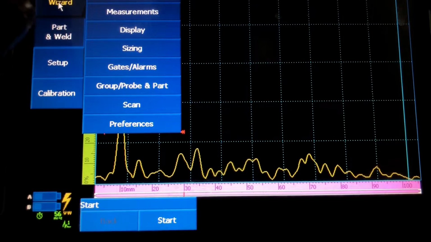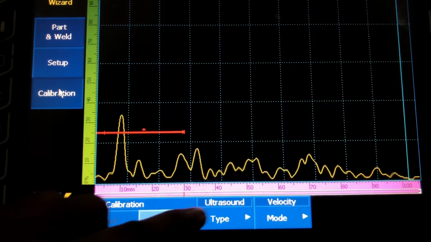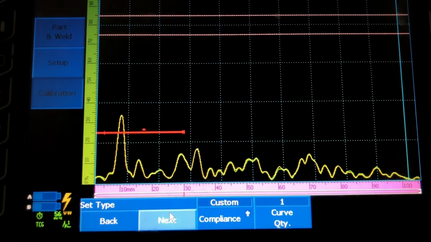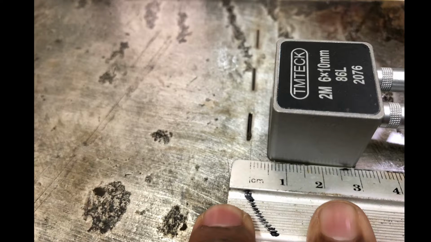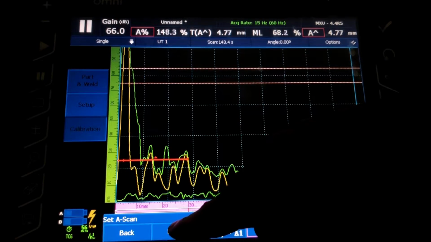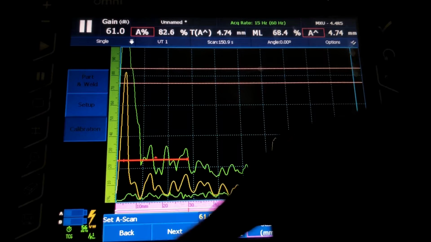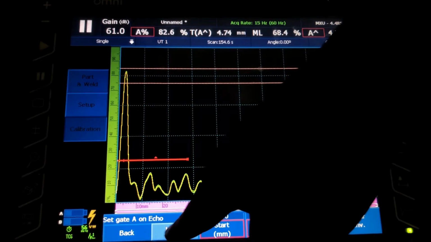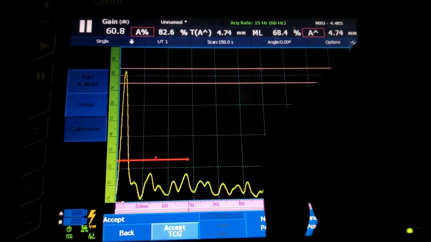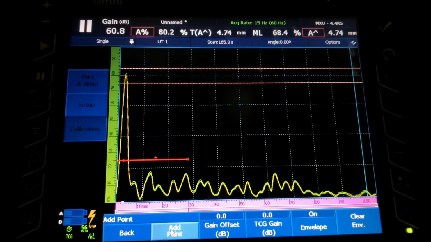Now we are going to make the TCG. So go to setup, wizards, calibration, and TCG. Before starting the TCG, we have to place the probes in such a way that at various distances, like 5 mm, 1 centimeter, 1.5 centimeter, 2 centimeter from the notch, we catch the signals for each corresponding sound path. That is how we draw the TCG. So we can see now on the screen the signal from the 5 mm sound path. Adjust the gain such that the reflection from the 1 mm notch reaches 80% of the screen height.